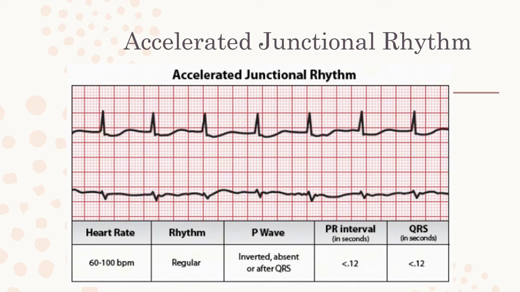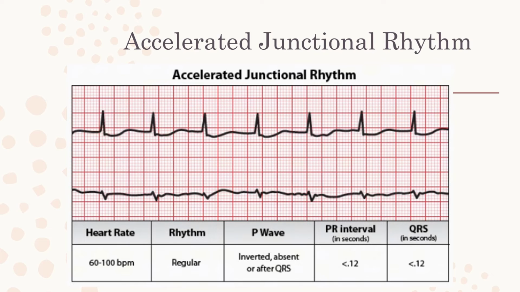Just for clarification on the accelerated junctional rhythm, the heart rate is between 60 and 100. The rhythm is regular. The P wave can be inverted, absent, or after the QRS. The PR interval is less than 0.12, and the QRS typically is less than 0.12.